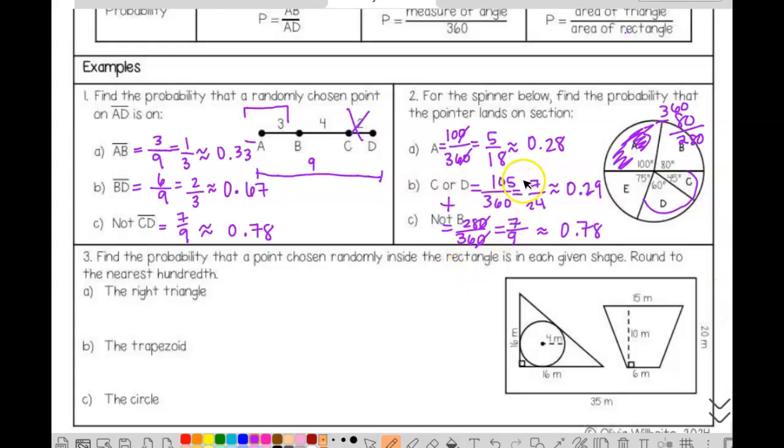Okay, how are we feeling so far? Length and circles. We're good? Okay, last one.